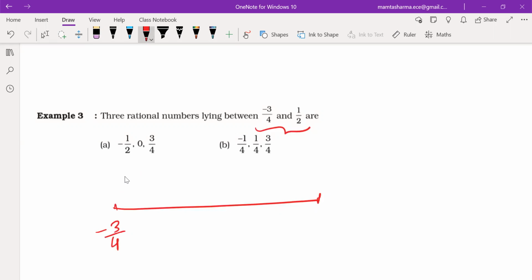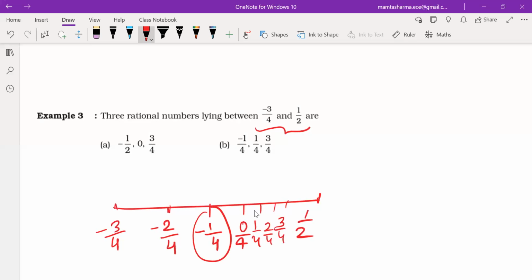Minus 3 by 4 and 1. Ma'am, the second one. It is directly you can tell, right? Yes, ma'am, after minus 3 by 4, we can directly tell the next numbers: minus 2 by 4, minus 1 by 4, then 0 by 4, then 1 by 4, 2 by 4, 3 by 4. Okay, so between these two numbers, minus 1 by 4 is there, 1 by 4 is there, and 3 by 4 is there. It means option B is correct.